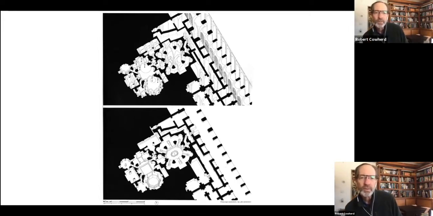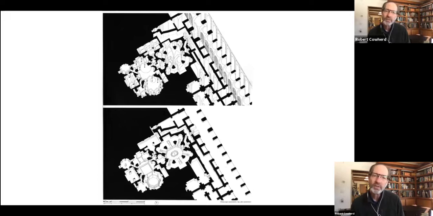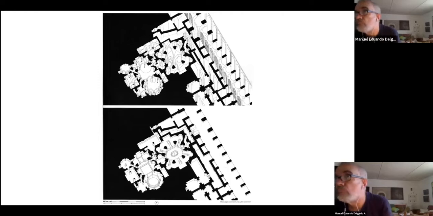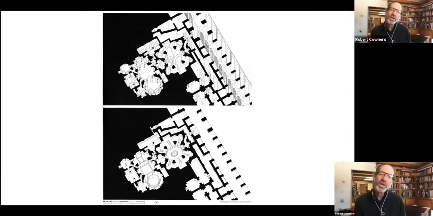Here's a remarkable drawing that we call a worm's eye view, because this is step one. You become a worm and you go down underground about, I'm going to say 50 meters. And then you look up.